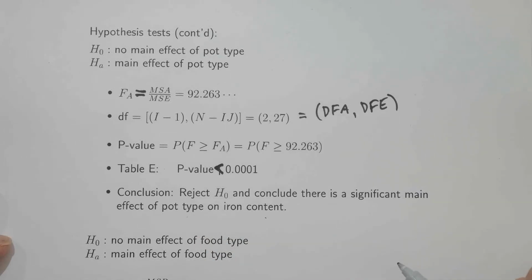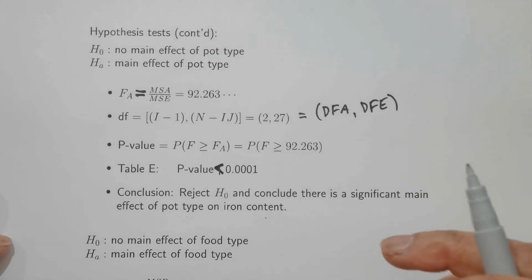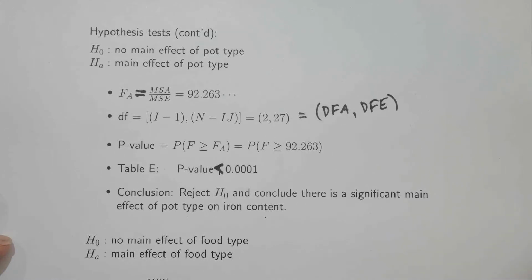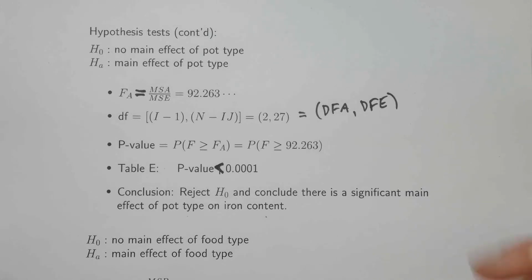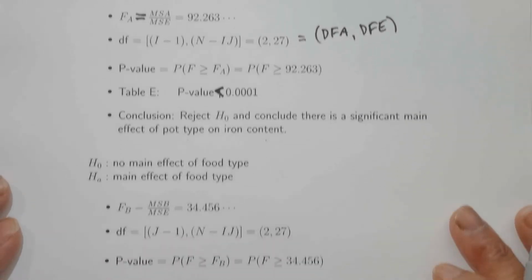on iron content. So if there's a main effect of pot type on iron content, that's telling us that at least one of the aluminum, clay, or iron pots have iron content that's different from the other ones. What about food type?